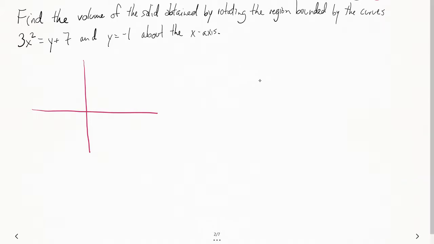Well, when you start to consider this, there's a few different ways to go. You can think of this as an easier way for us to have written this as y equals 3x squared minus 7.